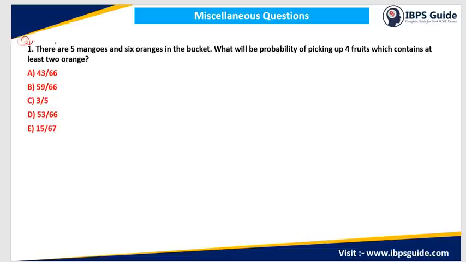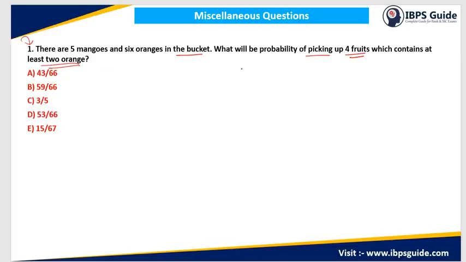So the first question is, there are 5 mangoes and 6 oranges in the bucket. So we have a bucket in which there are 5 mangoes and 6 oranges. Now what will be the probability of picking up 4 fruits which contain at least 2 oranges? तो हमें क्या निकालना है कि probability आपकी क्या होगी अगर हम 4 fruit निकालते हैं, लेकिन उसमें at least 2 oranges होने चाहिए.